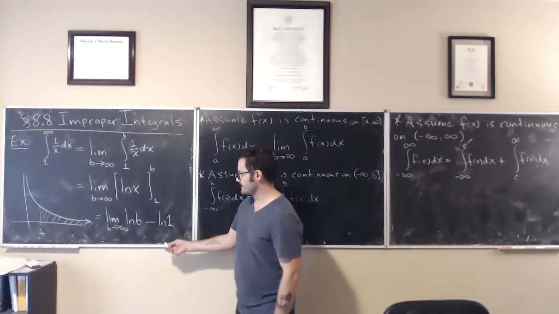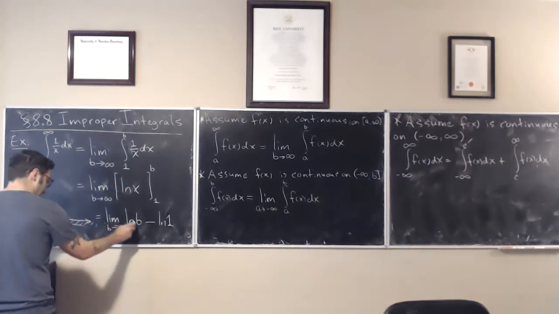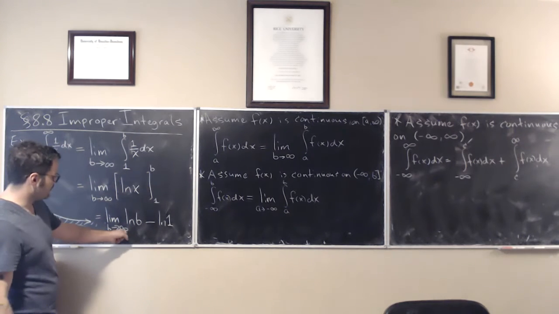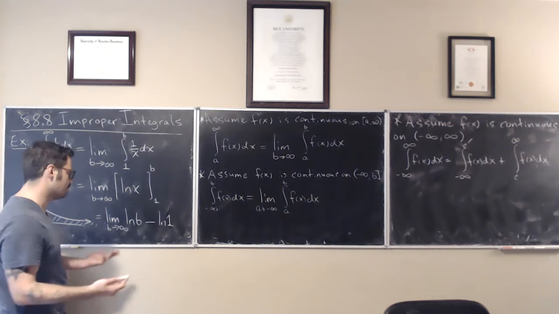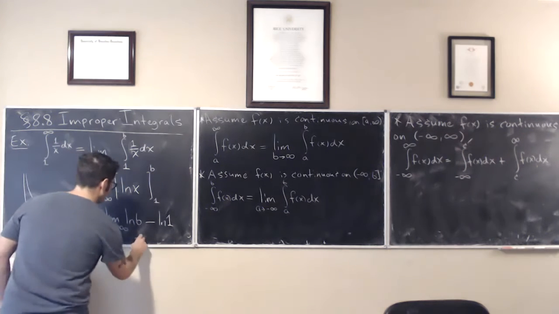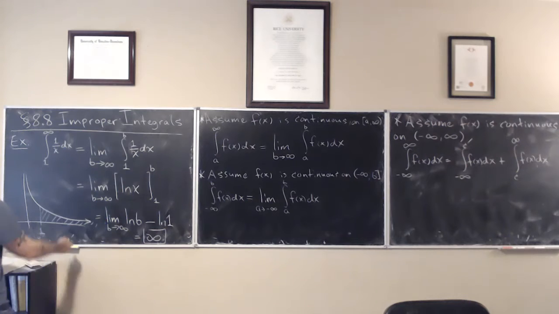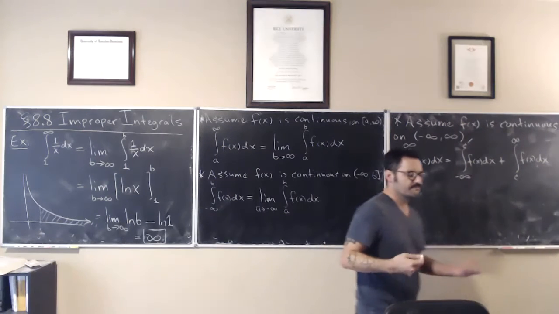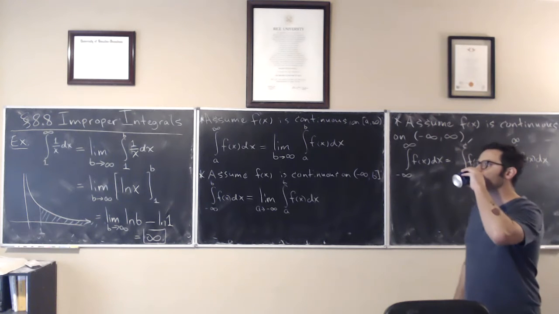There's no limit on this side because there's just a 1 right there. But we see that that goes to infinity. The limit as b goes to infinity of natural log of b, it goes to infinity slowly, but it still goes to infinity. So you'll have infinite area, even though it's getting smaller and smaller and smaller. At a very slow rate, it's still going to infinity.